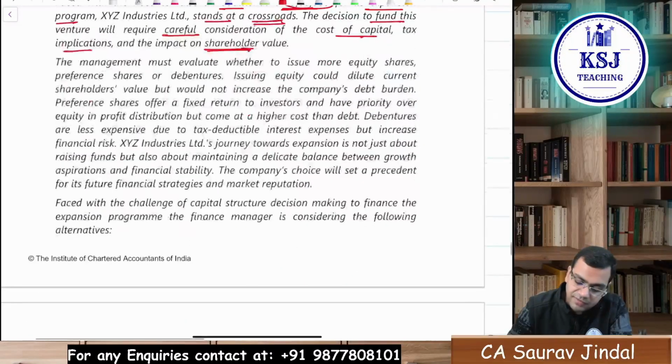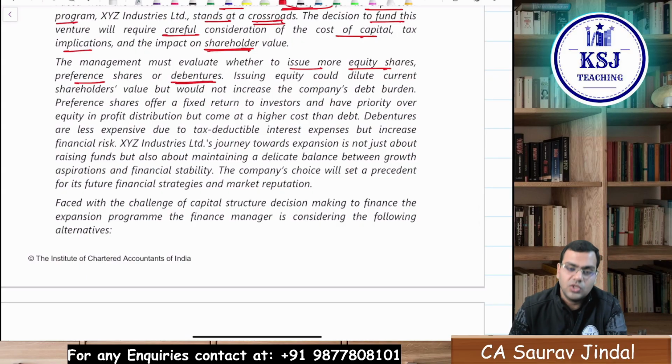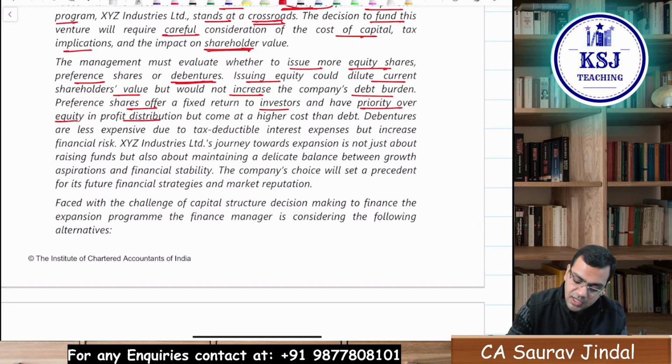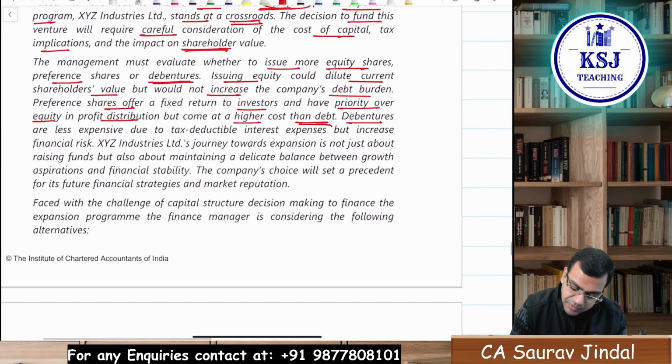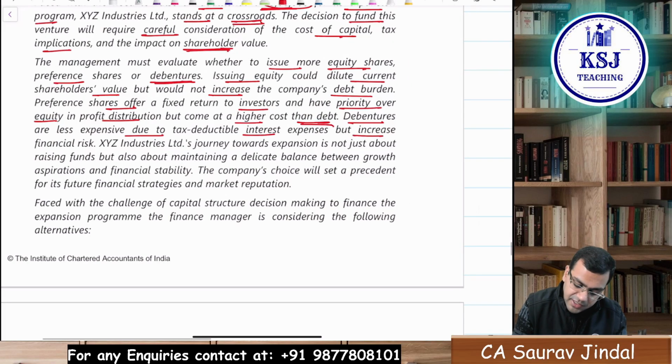The management must evaluate whether to issue more equity shares, preference shares, or debentures. So they have three options for raising this 25 lakh rupees, either through equity shares or preference shares or through debentures. Issuing equity could dilute the current shareholders' value but would not increase the company's debt burden. Preference shares offer a fixed return to the investors and have priority over equity in profit distribution but come at a higher cost than the debt. Features are given basically.